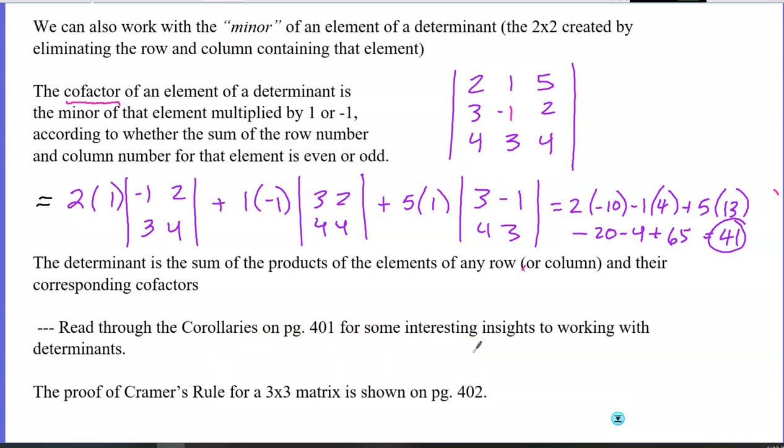They're pretty cool. And there's also a proof for Cramer's rule, the one that we used a couple of pages ago to solve for variables for a 3 by 3 matrix on page 402. So if you want to look through those, you can. So again, now we've come up with a way to solve 2 by 2 and 3 by 3 systems of equations using matrices, determinants specifically. Okay.